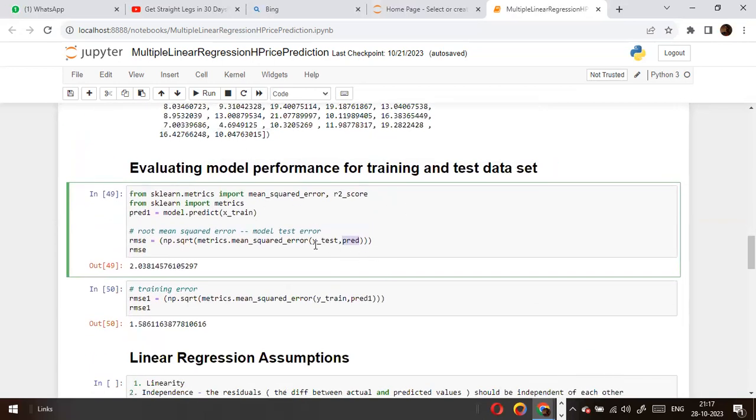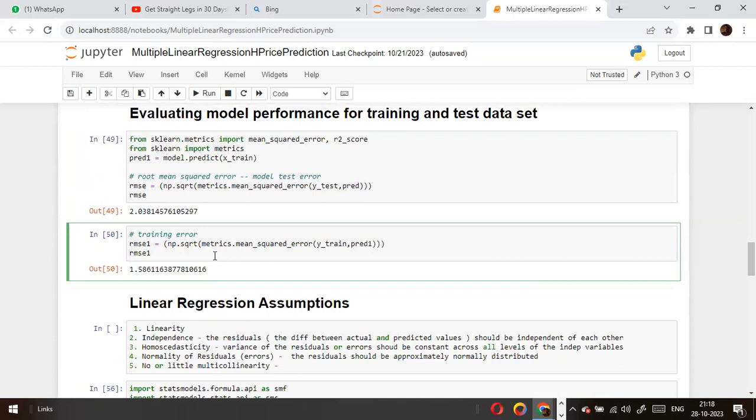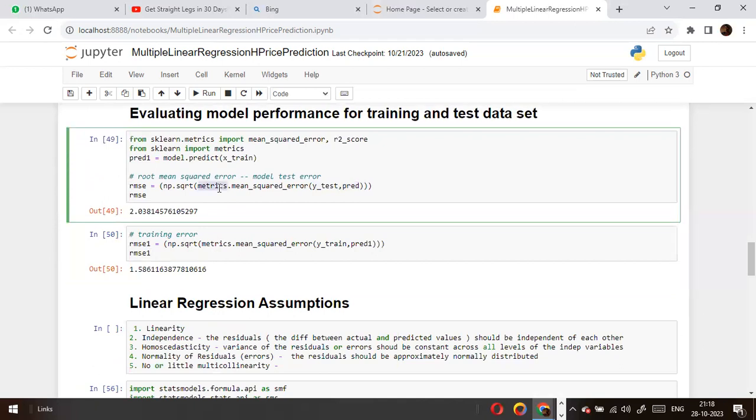So pred, and the y test is the one holding the test data split, 25% of the test data related to the dependent variable, the housing price. When you pass this and take the square root, it gives me this much error. This is root mean squared error. And the next one is y train pred one. This is on the test data set.